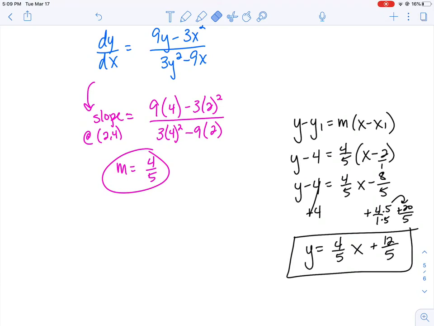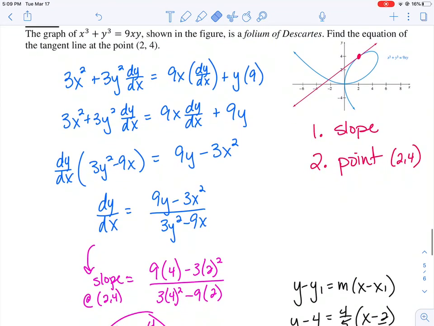I need a slope, I need a point, so I can make the equation of my tangent line. But remember, in order to find the slope of the tangent line, that's the same thing as the derivative. So, practicing more of your implicit differentiation.